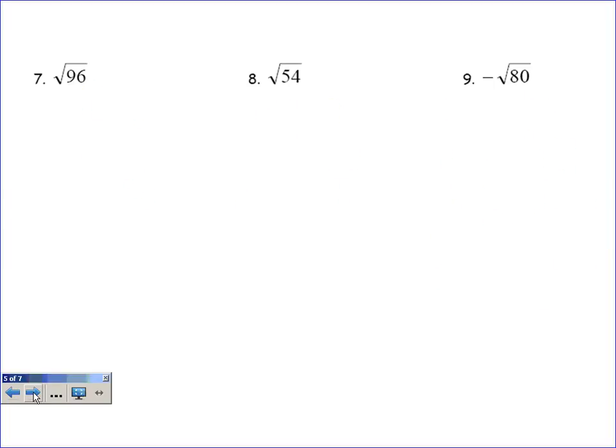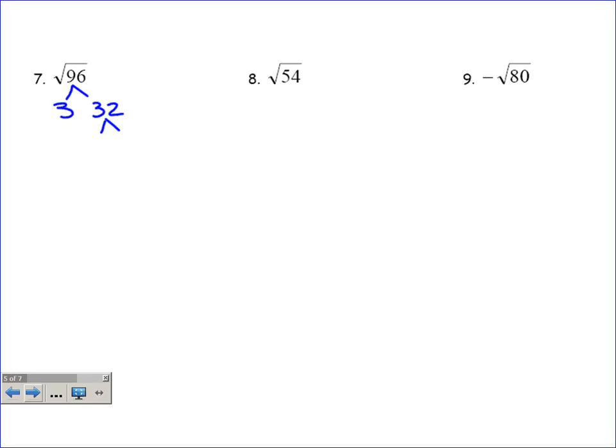Okay, 96. Katie, how does 96 break down? 3 and 32? Yeah. And then one way you know that things are divisible by 3, if you add up the digits, like 9 and 6, if that number is also divisible by 3, then it's divisible by 3. So like 9 plus 6 is 15. 15 is divisible by 3. So. 32, what do you think?